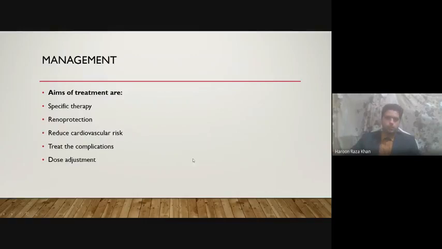Now, if we talk briefly about the complications, one is hyperkalemia. Usually, hyperkalemia responds well to dietary restriction of potassium intake. Also, drugs that can cause potassium retention should be stopped. Other than that, hyperphosphatemia can occur in these individuals, and is usually treated by dietary phosphate restriction and administration of oral phosphate binding agents. One example of these agents is calcium carbonate.